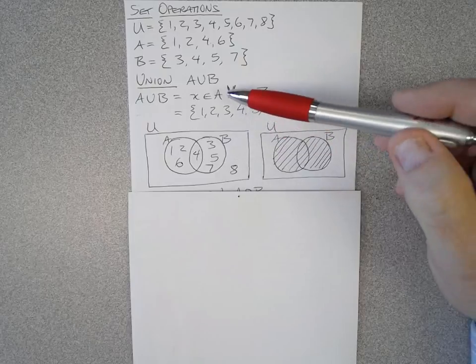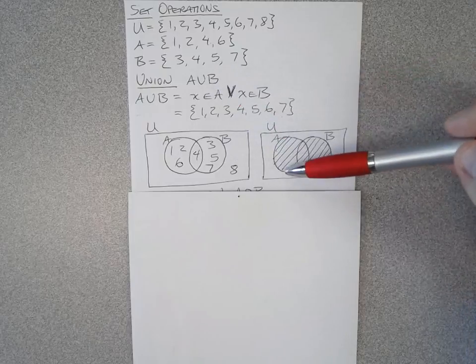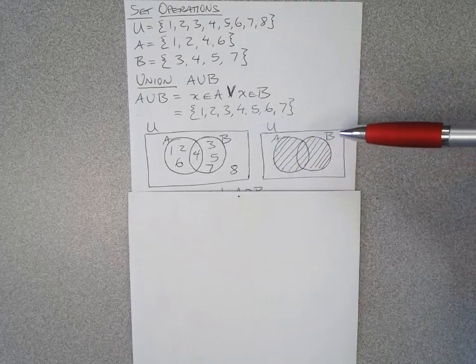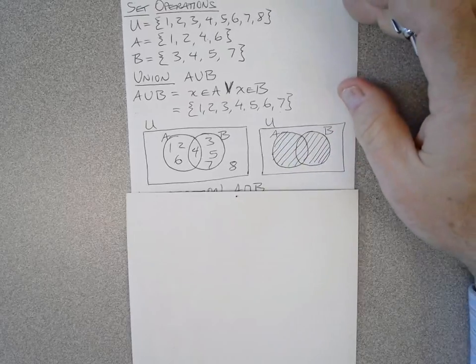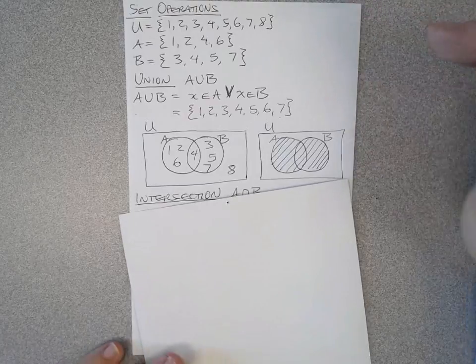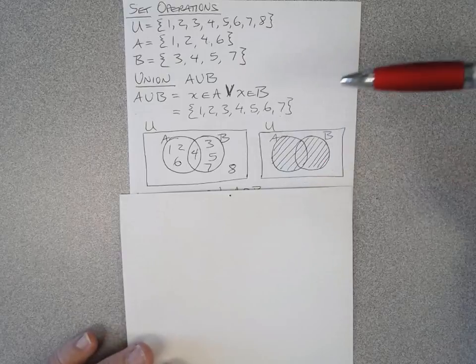Now, to represent union, union includes any element that's a part of A or a part of B, so all of that. So this part that's shaded inside indicates the region represented by the union of A and B. That's pretty typical of what a union looks like. You just shade all of the parts.